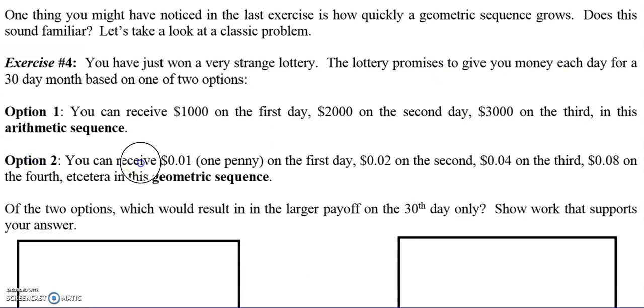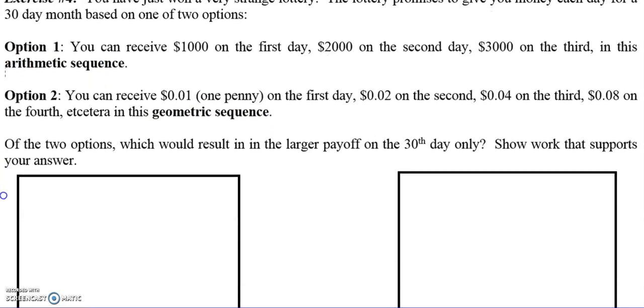Option 2 is you can receive 1 penny, 1 cent on the first day, 2 cents on the second day, 4 cents, 8 cents. Now notice this is geometric because we're not adding the same amount. It looks like we're multiplying. We're simply doubling, right? Times 2, and so on. So that's a geometric sequence, or an exponential function versus a linear function. Very important that you could do those.